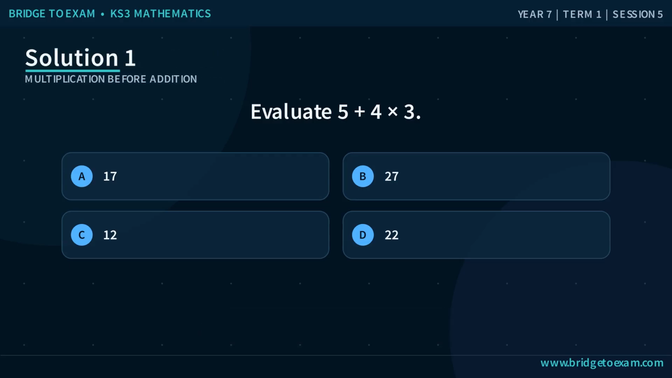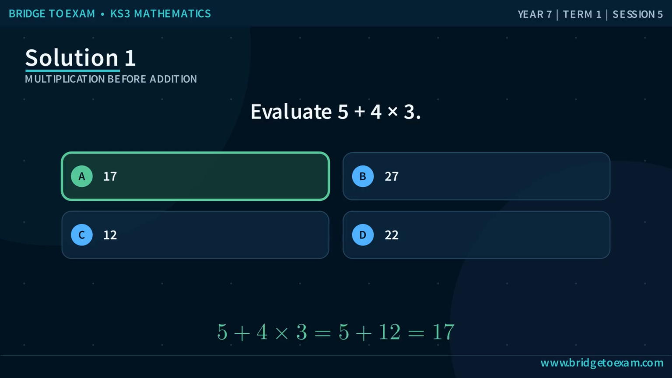Option A is correct, 17. Multiplication happens before addition, so 4 times 3 equals 12. The expression becomes 5 plus 12, which equals 17. Adding 5 and 4 first would ignore the agreed order and produce the incorrect answer 27.